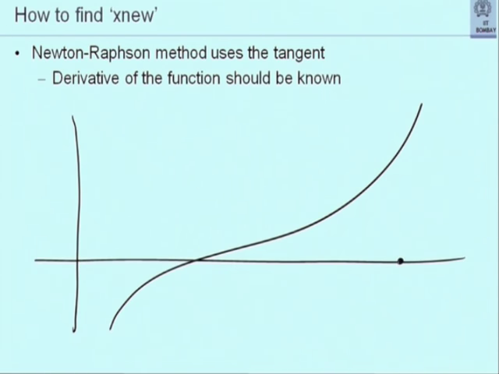Suppose this is my original value of x guess. Then what I do is, at this point, wherever the function is, say here, I will draw a tangent to that graph. The tangent will look like this. Forgive me for bad drawing. So this is the tangent to the graph there. And the tangent will intercept the x-axis at some point. I will treat this as my x nu.